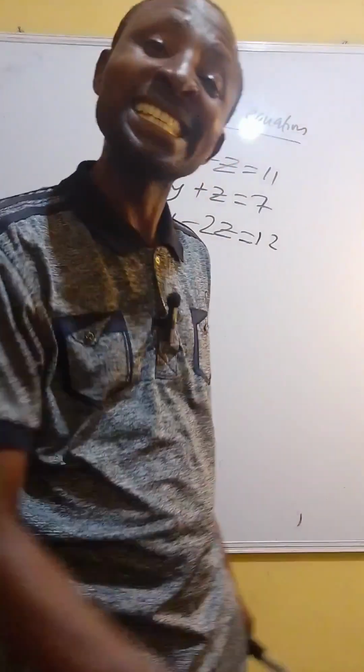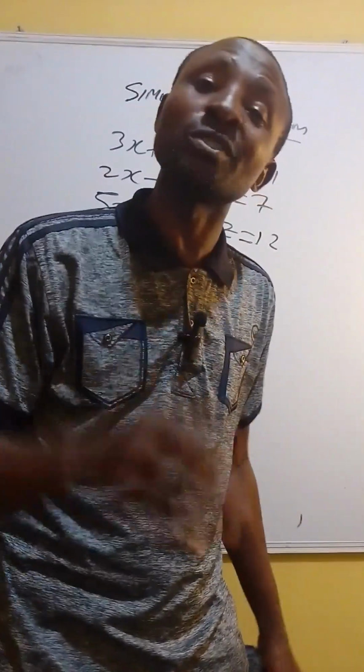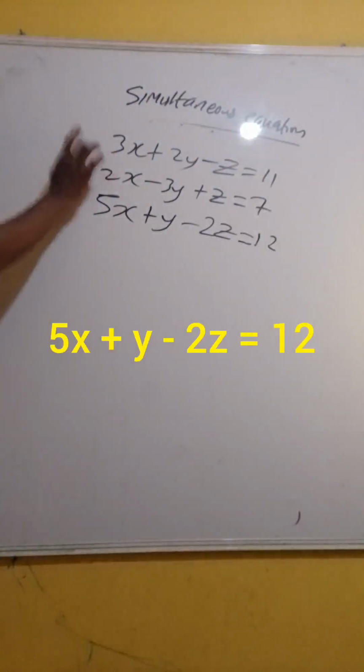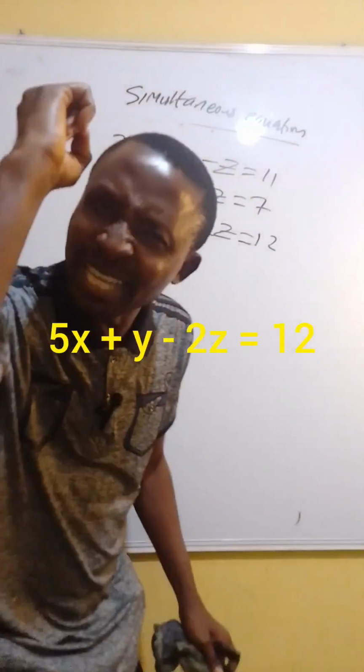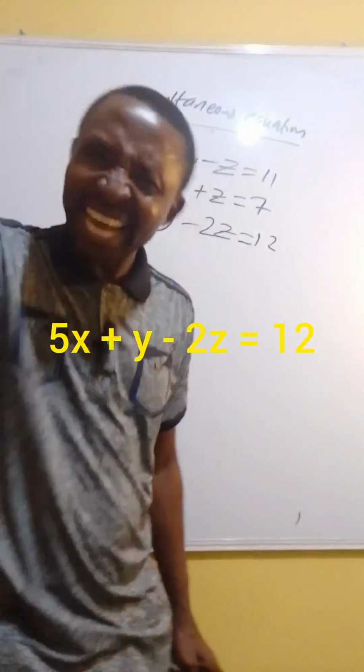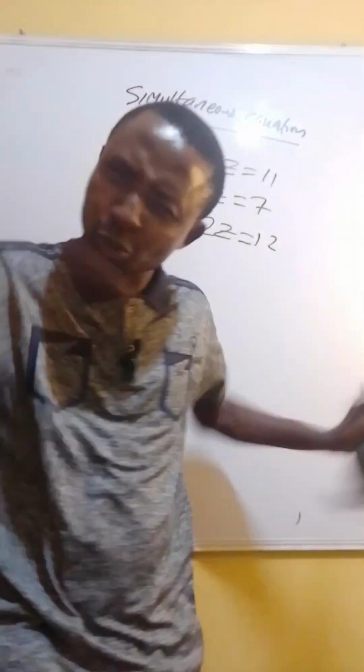And you ask me, why 3 equations? Because there are 3 unknowns: x, y, z. 2 unknowns, x, y, 2 equations. 3 unknowns, x, y, z. Let's see what happens. Now, what do we do? Pick 2 equations. Eliminate 1. Pick another 2. Eliminate 1. Bring together. Solve simultaneously. Let's move.